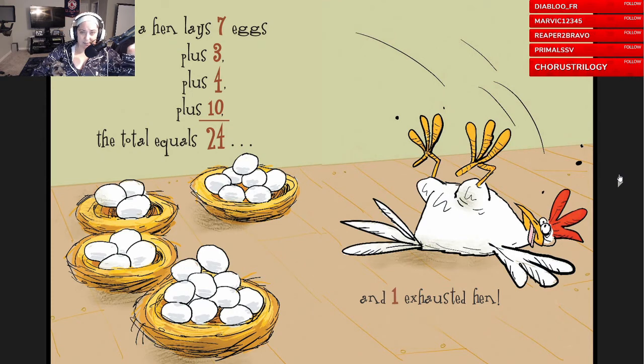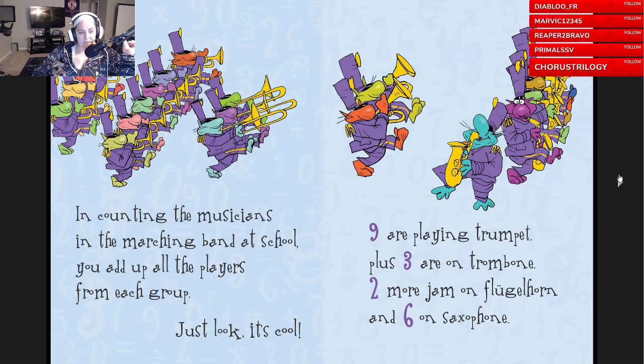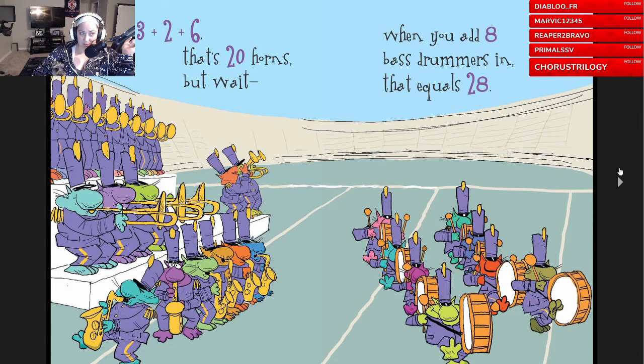So, if a hen lays 7 eggs, plus 3, plus 4, plus 10, the total equals 24, and one exhausted hen. In counting the musicians in a marching band at school, you add up all the players from each group. Just look, it's so cool. 9 are playing the trumpet, plus 3 on trombone. 2 more jam on flugelhorn, and 1 on saxophone. So 9 plus 3 plus 2 plus 6, that's 20 horns in all. But wait, when you add in 8 bass drummers, it equals 28.